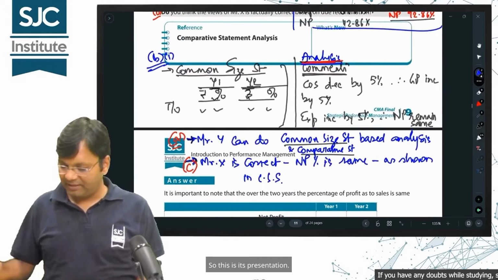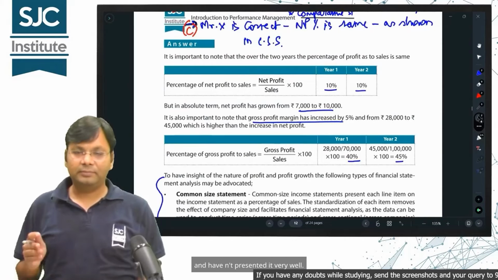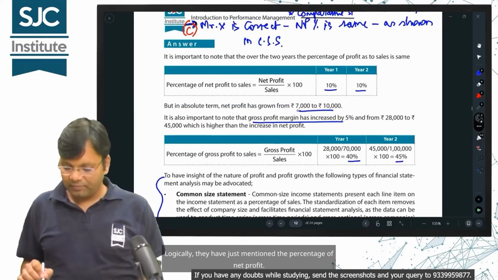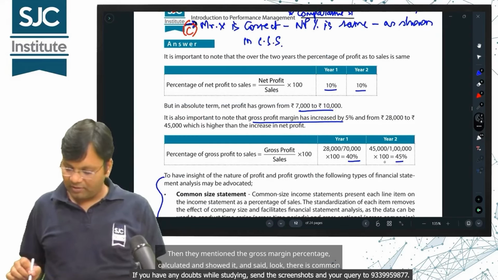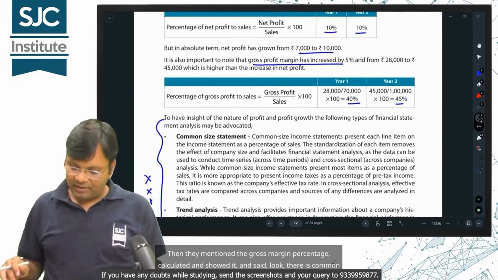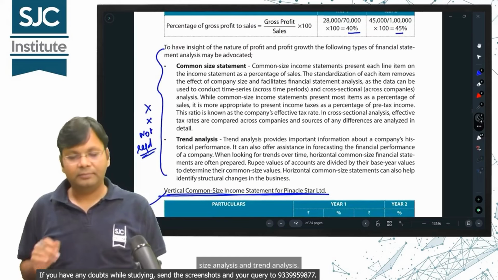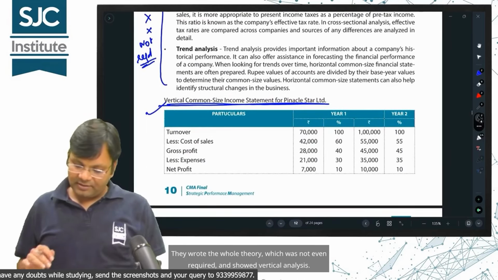Now, if you look at the Institute's solution, see how they have done it. They have done it in a very easy way and haven't presented it very well. Logically, they have just mentioned the percentage of net profit. They said it has increased in absolute terms. Then they mentioned the gross margin percentage, calculated and showed it, and said, look, there is common size analysis and trend analysis. They wrote the whole theory, which was not even required, and showed vertical analysis.